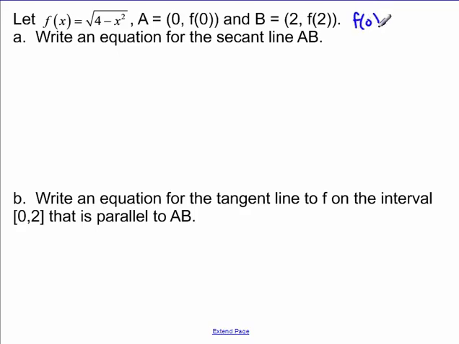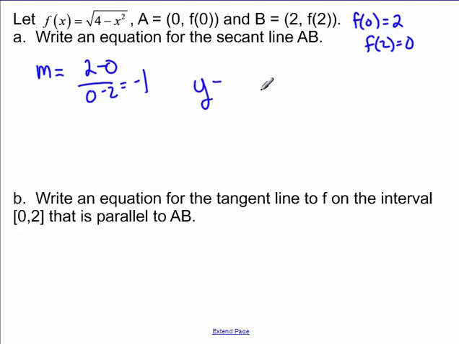F of 0, when I plug in 0, I get 2. When I plug in 2, we get 0, so I need to find the slope between those points. So I do 2 minus 0 over 0 minus 2. That ends up being a negative 1. Pick one of your points. y minus y1 equals m times x minus x1.